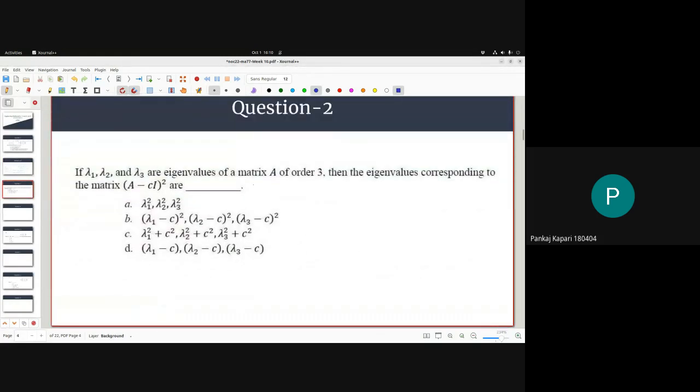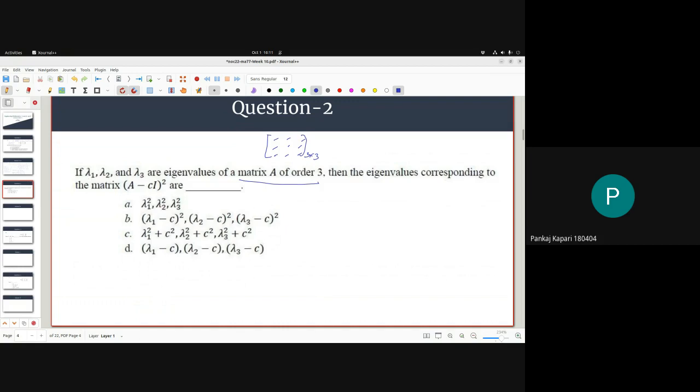Okay, so here we have a matrix of order 3. Matrix of order 3 means it's a 3 by 3 matrix, so there are 9 entries. It's some 3 by 3 matrix; we don't know what it is.